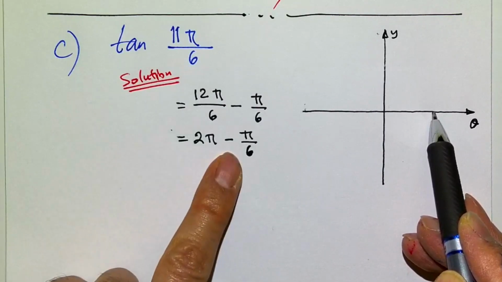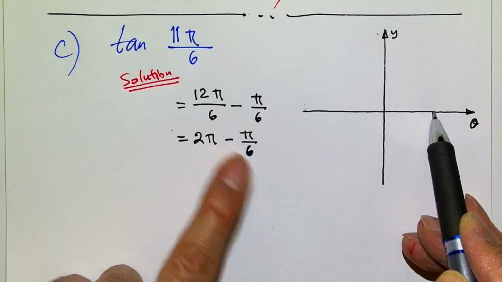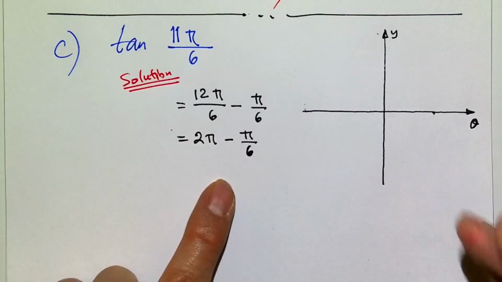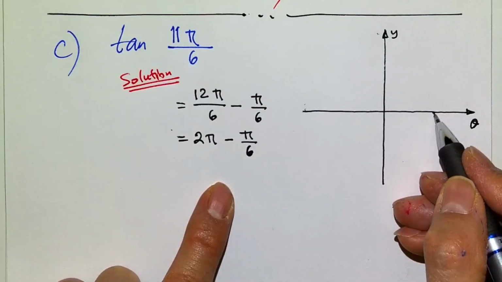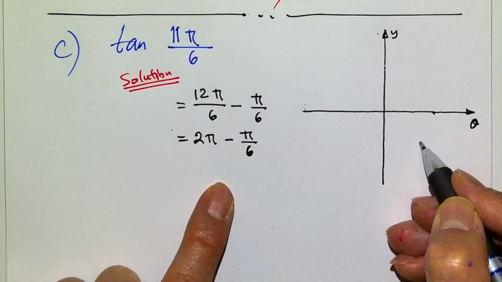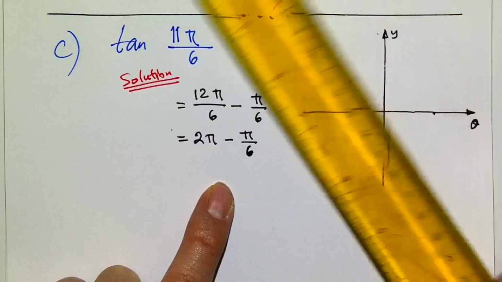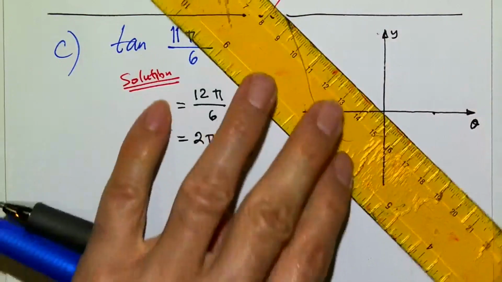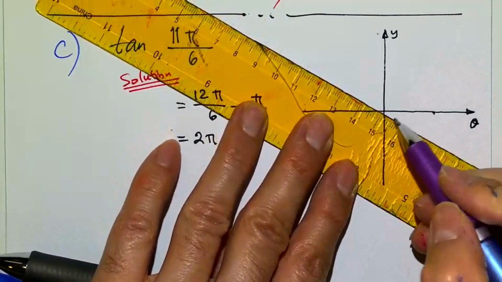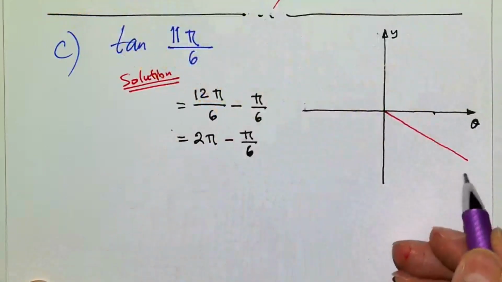But then it says subtract minus pi over 6. Minus pi over 6 indicates movement in the clockwise direction. So if I do that, where will I end up? In which quadrant? In the fourth quadrant. So this angle is in the fourth quadrant. Here.